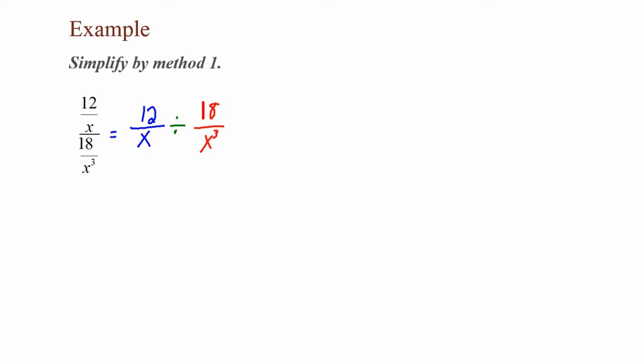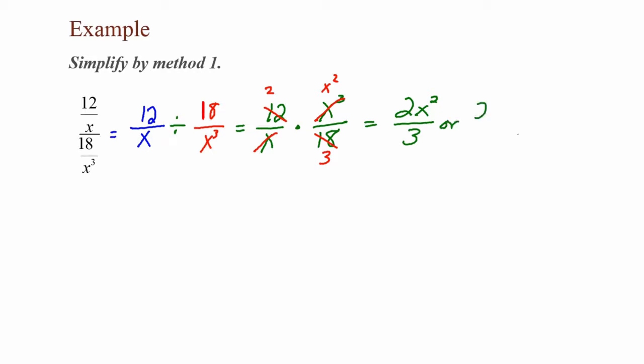Now we can work it just like we would work any division problem with fractions. I would have 12 over x times x to the third over 18. 12 and 18 share a 6. 6 goes into 12 2 times. 6 goes into 18 3 times. My x cancels with my x to the third, leaving me with x squared. So my final answer is 2x squared divided by 3, or 2/3 with the x squared behind.